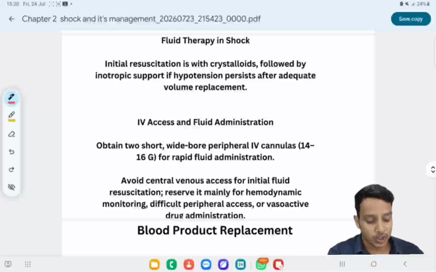IV access and fluid administration: secure two short wide bore cannulas, of size 14 to 16 gauge, for rapid fluid administration. Don't go for any kind of central line insertion in the patient, because these central lines are thin and longer channels, which are required post stabilization for monitoring the fluid therapy, not in the initial resuscitation phase. So remember friend, always use 14 or 16 gauge cannula and don't run behind the central line in trauma patients. Blood products replacement is required as soon as possible in the hemorrhagic shock patient.